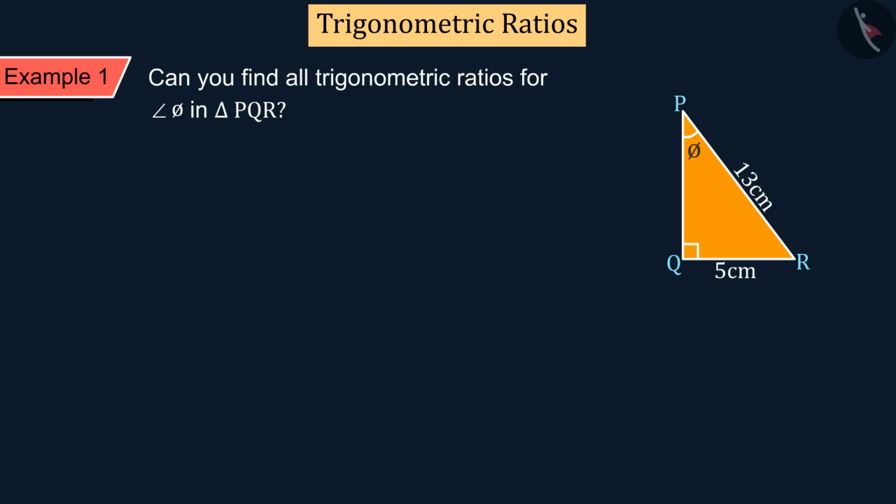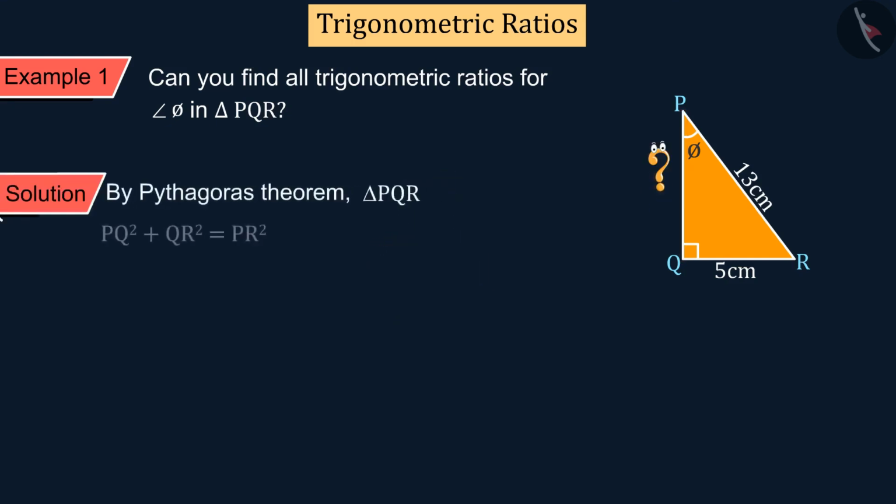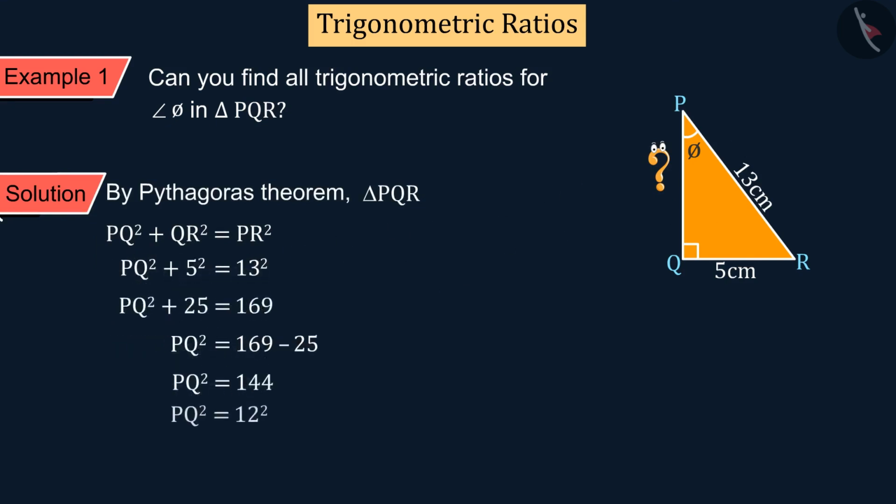We know that to find all trigonometric ratios, we need to know the three sides of a triangle. Can you tell the measurement of the third side of this triangle? Perfect! For this, we can use Pythagoras theorem. From this, we get the length of PQ, 12 centimeters. Now, we can find the trigonometric ratios for phi.